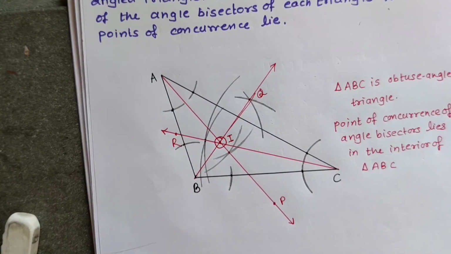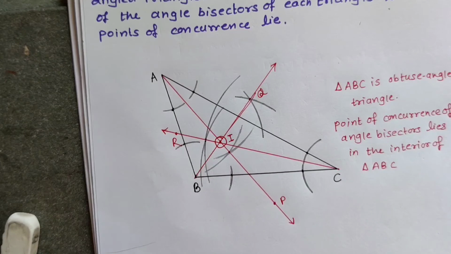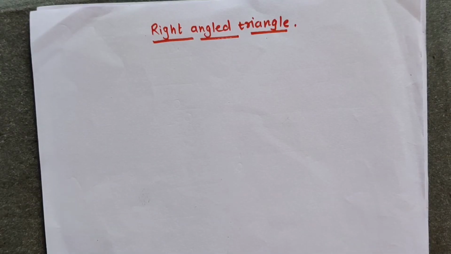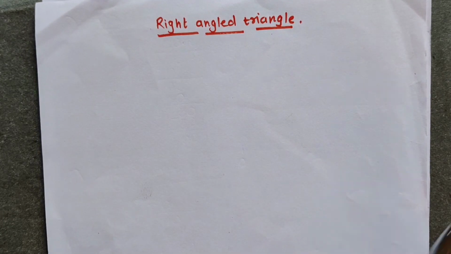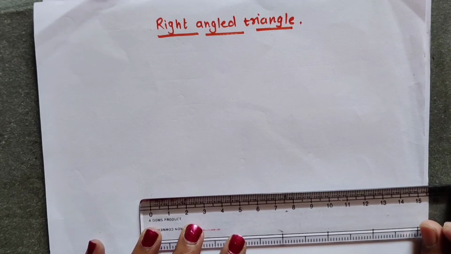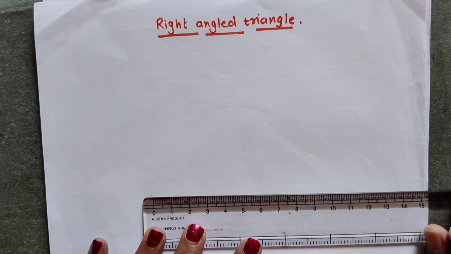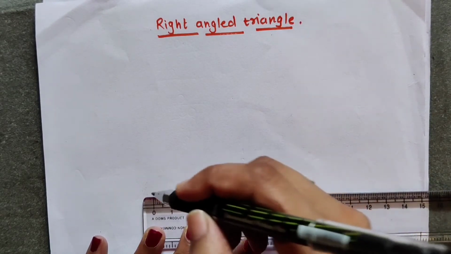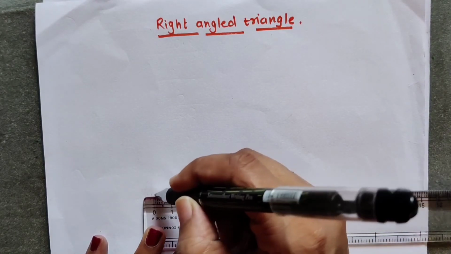Now let us draw 90-degree angle, that is right angle triangle. Now next we have to draw any right angle triangle. Any means we don't have given any measurement, we have to take any measurement of our own. So I am drawing the right angle triangle of any measurements.